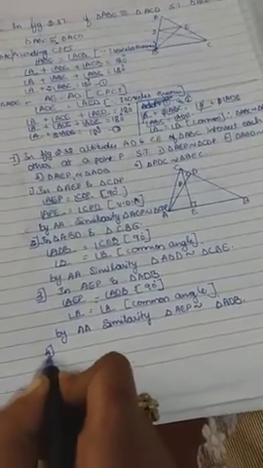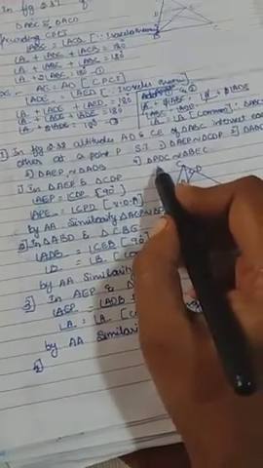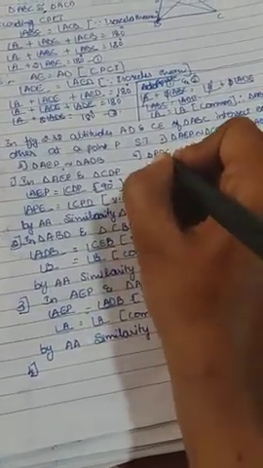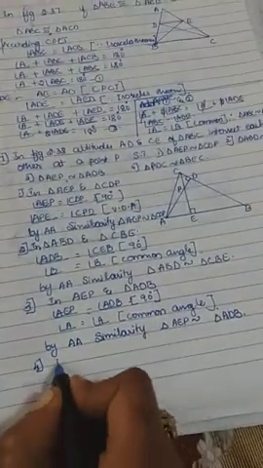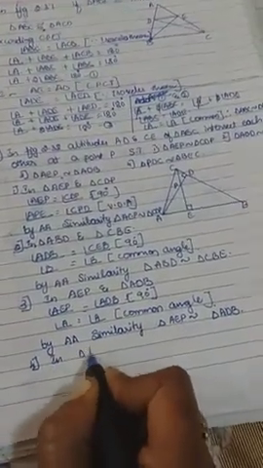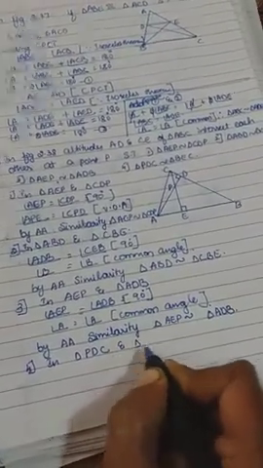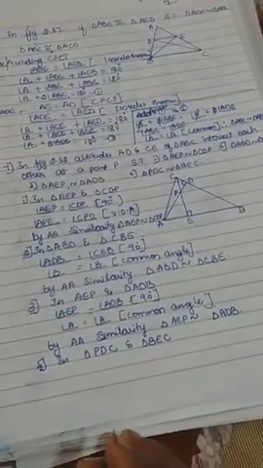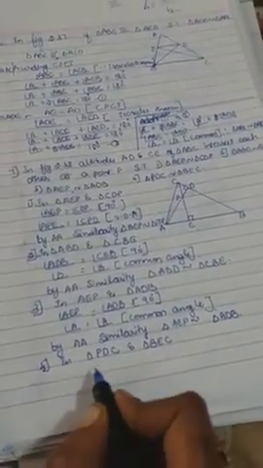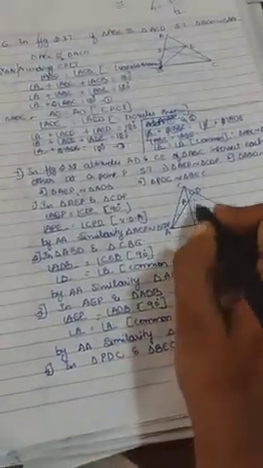Let us move to the fourth one. The fourth one is: prove that triangle PDC is similar to triangle BEC. That is the only trick. In triangle PDC and triangle BEC, here also we can get a 90 degree, because angle D is again 90 degree, and angle E.